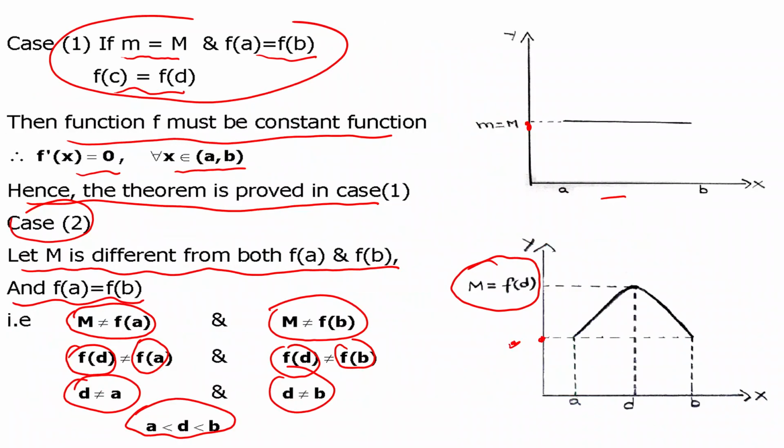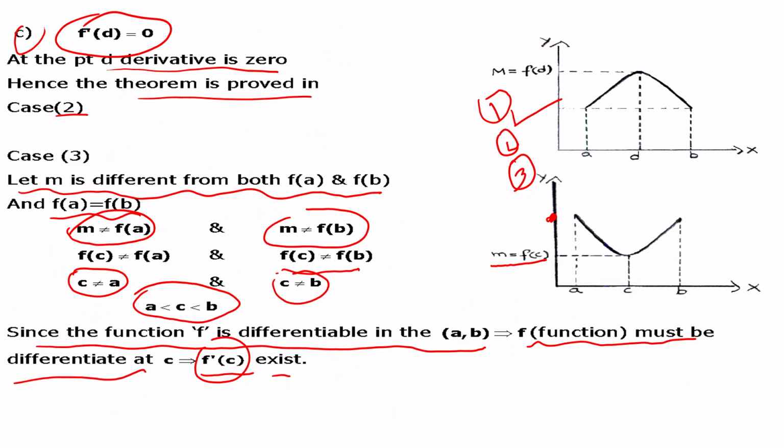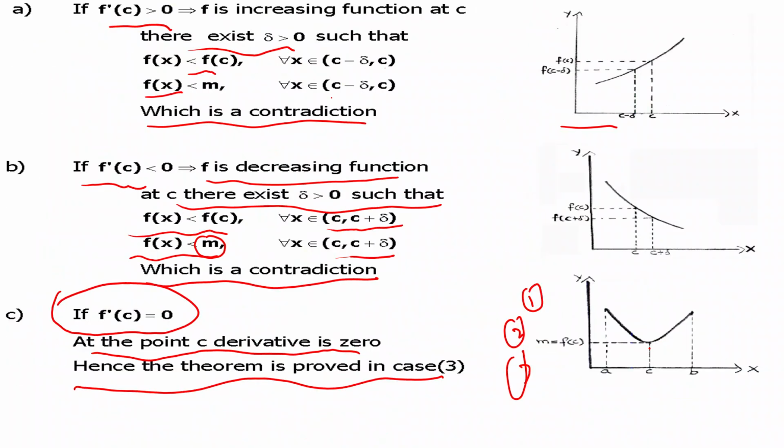In the first case I have considered small m equals capital M, and I got the constant function, hence the theorem is proved in this case, because if you observe, all three conditions are satisfied. Again I have considered let capital M be different from both f of a and f of b. Again three cases I had considered. After that I had considered small m different from f of a and f of b. Again I had considered three cases.